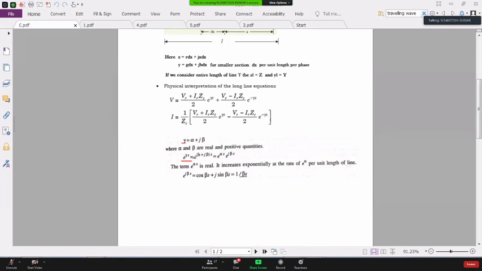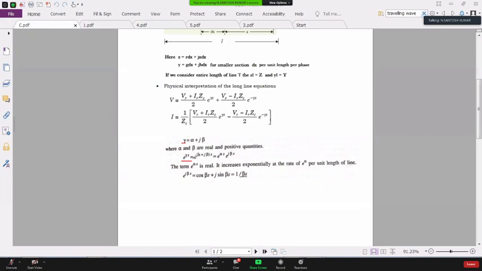If s is increasing, what is happening? The distance is increasing. When you are moving from receiving end to sending end, what is happening to the distance? Is it decreasing or increasing? Increases, sir. Increases. Very good.